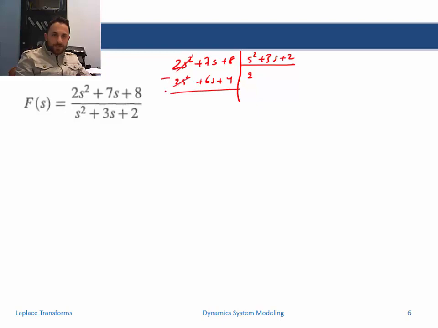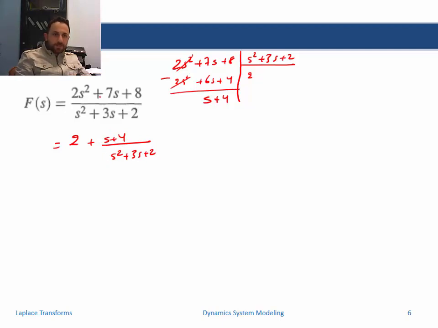Then we subtract this from this. 7s minus 6s is s. 8 minus 4 is 4. So the division of 2s squared plus 7s plus 8 over this term is equal to 2, and we have a remainder of s plus 4 divided by this term. Now we can apply the partial fraction method, right?